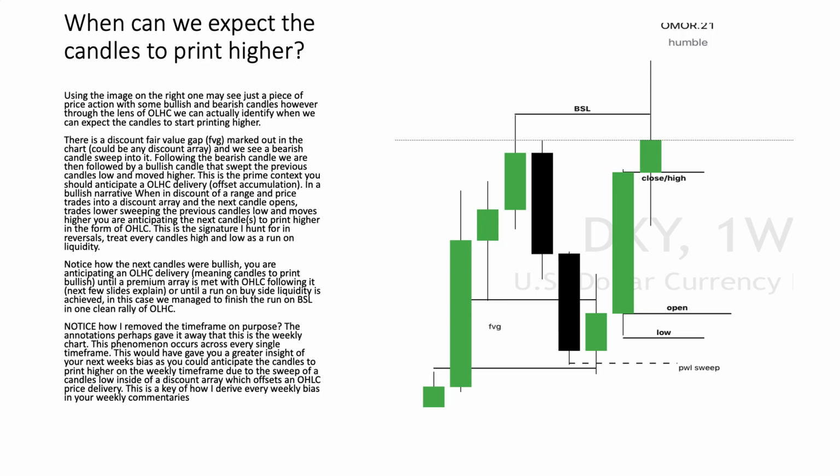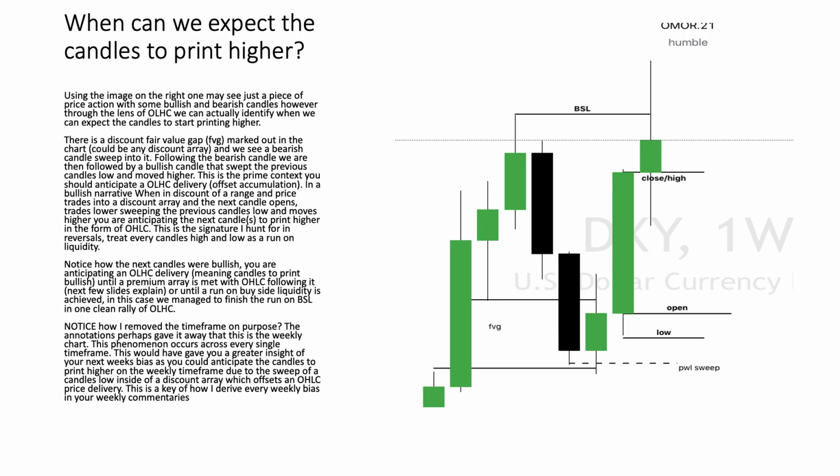You are anticipating an open, low, high, close delivery, meaning candles to print bullish or higher until a premium array is met with an open, high, low, close delivery following it, which is going to be explained in the next few slides, or until a run on buy side liquidity is achieved. In this case, you can see that from that discount fair value gap and the offset of open, low, high, close, we achieved the run on buy side liquidity in one rally, right?